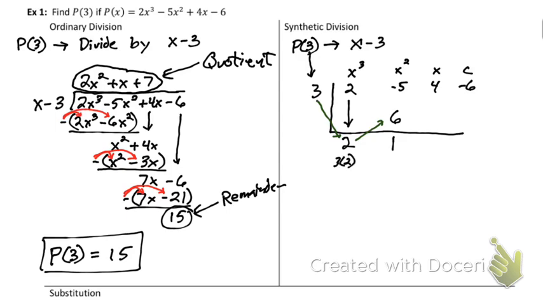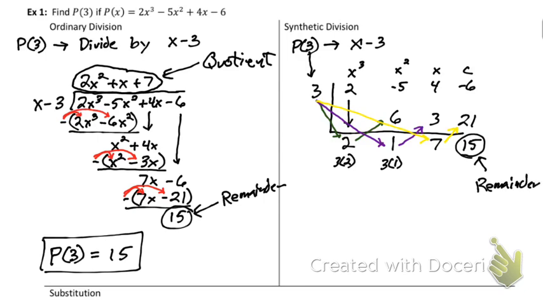Our next step: we're going to take that 3 and multiply by that 1, and put whatever we get there. So 3 times 1 equals 3, and 4 plus 3 is 7. Our final move is to take that 3, multiply by that 7, and put whatever we get there. So we have 21, and negative 6 plus 21 equals 15. That is your remainder.